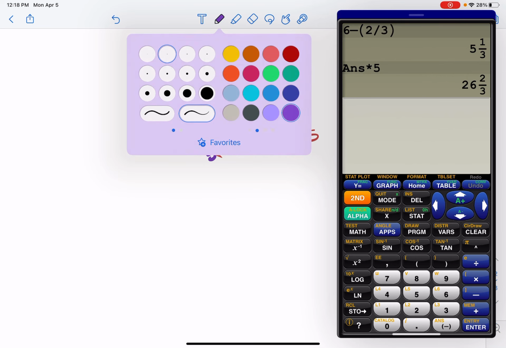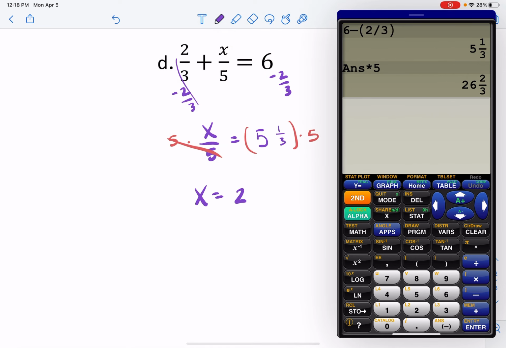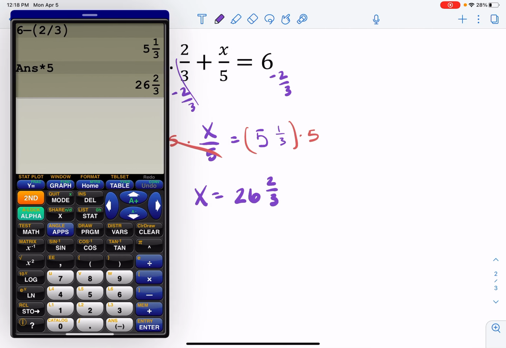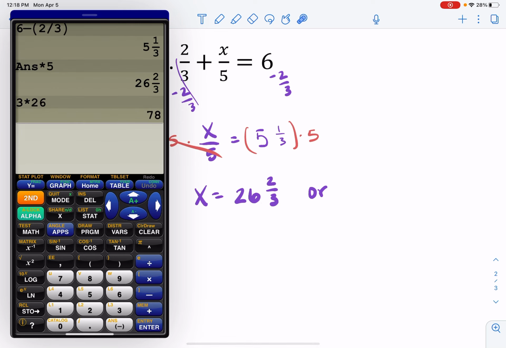So that gives me 26 2/3. I'm going to go ahead and also write this as an improper fraction as well. So remember, to do that, we'll take 3 times 26, and then we'll add the 2. So that's 80, and we'll leave the 3 in the denominator.